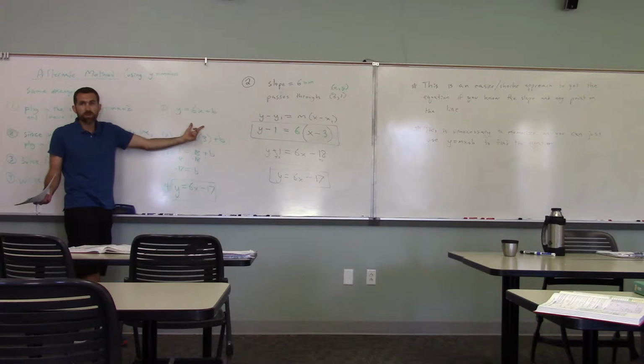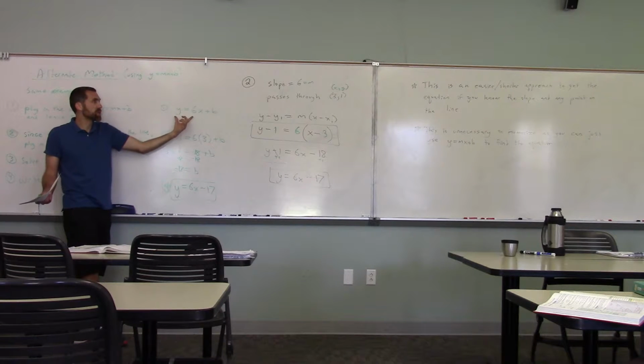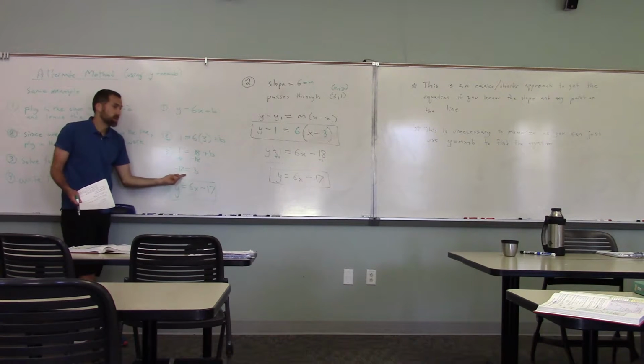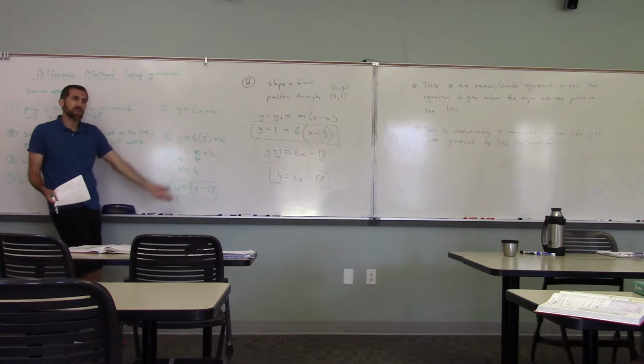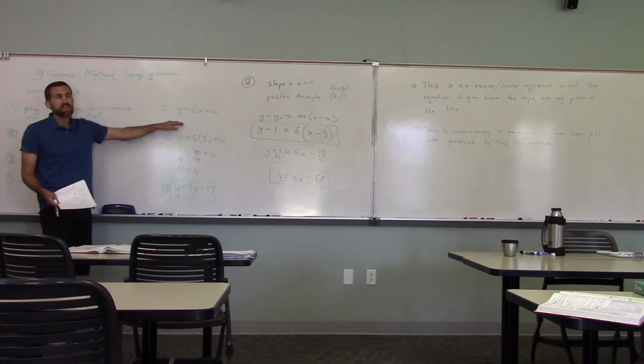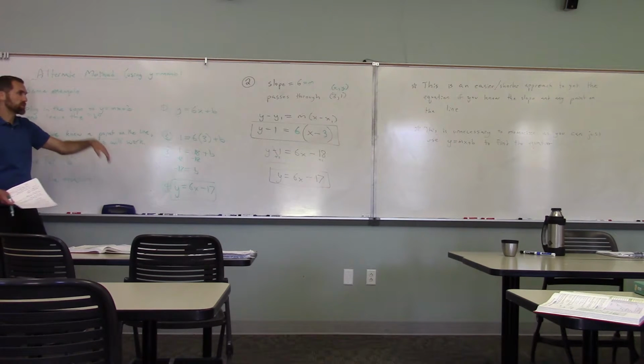So start with that. And then you know you have a point on the line, so plug it in. Again, get really comfortable with 3.1. If it's a solution, if it's on the line, just plug it in and it should work. And that means b is negative 17. So y equals 6x minus 17, or plus negative 17, however you want to do it. So I would always use this method. If you want to learn the new formula, absolutely do it.